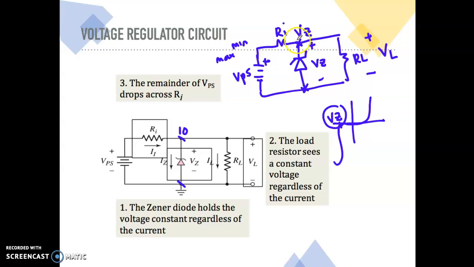So when here is Vz, since your Zener diode is parallel to the RL, due to the concept of a parallel circuit, your Vz will always be equal to the load voltage. So the load resistor will see a constant voltage regardless of the current, because your VL here is parallel to your Vz. Okay, so let's say the VPS here is maximum. The remainder of the VPS will be absorbed by your resistance.